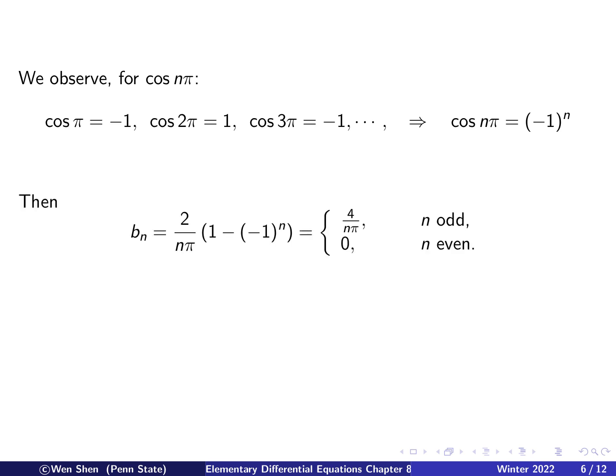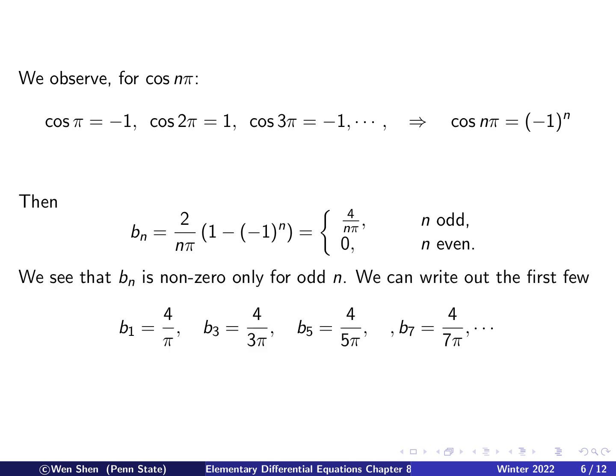Okay, let's plug this back into the Bn. It's now 2 over n pi times 1 minus cosine n pi. We write it as -1 to the power n. So this term here will depend on n being even or odd. If n is odd, this term is -1, and this gives us 2. We'll get 4 over n pi. And if n is even, then this term is 1, and we get 1 minus 1, and Bn will be 0. Okay, so we see that all these Bn's are 0 for even n, and they're only non-zero for odd ones.